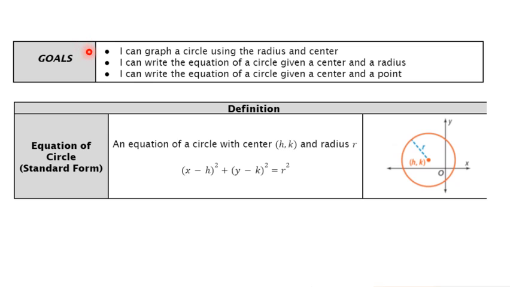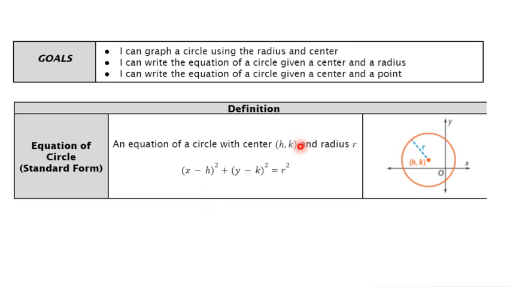So we're going to be looking at graphing a circle with the radius and the center, writing the equation of a circle given a center and a radius, and finally writing an equation of a circle given a center and a point. So the theme of this section and the next section is going to be graphing circles on the coordinate plane. And we're going to see some of the same things we saw with graphing quadratics in vertex form.